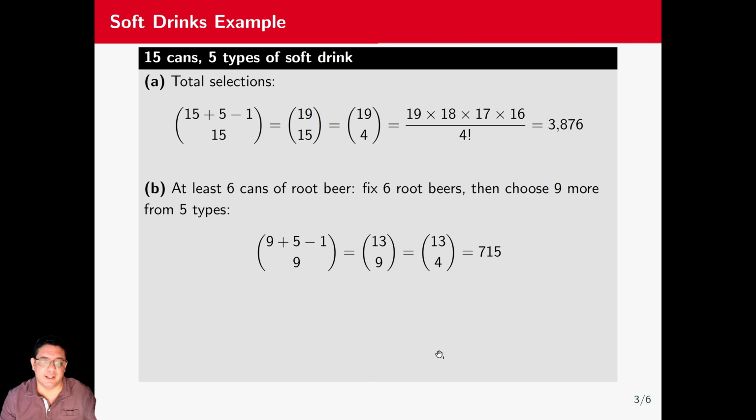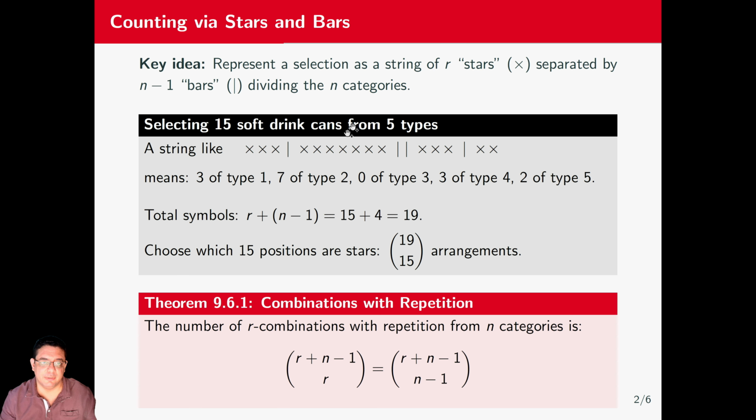Notice that the key idea with the stars and bars method is that I have to identify what is R and what is n. And once I do that, I have to decide which formula I'm going to use.